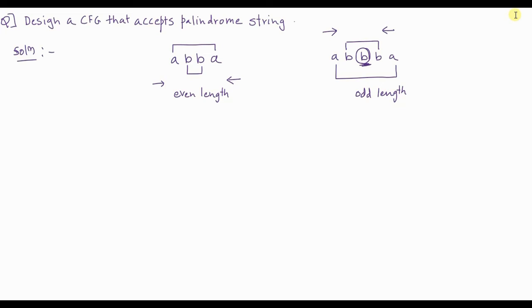So when you are asked to design a CFG for a palindrome string, we will first try to design it for even length strings, and then we will see how to design a CFG for odd length strings.